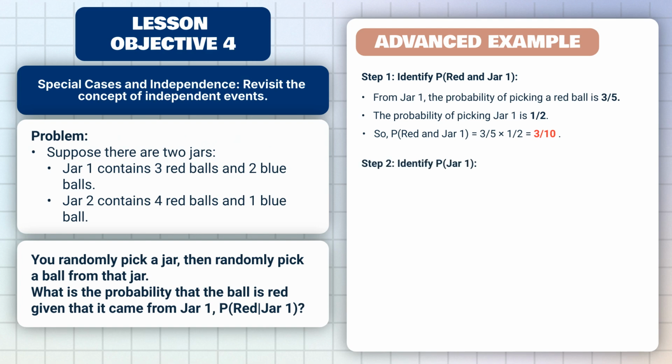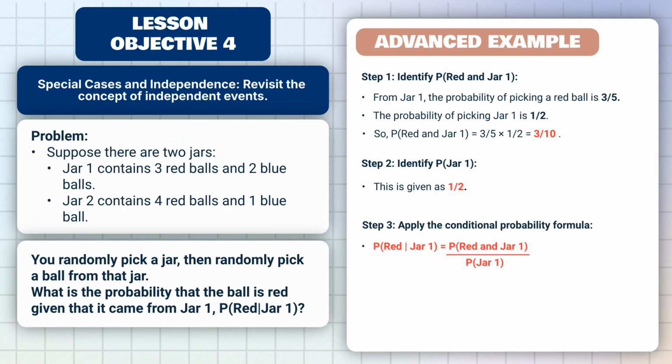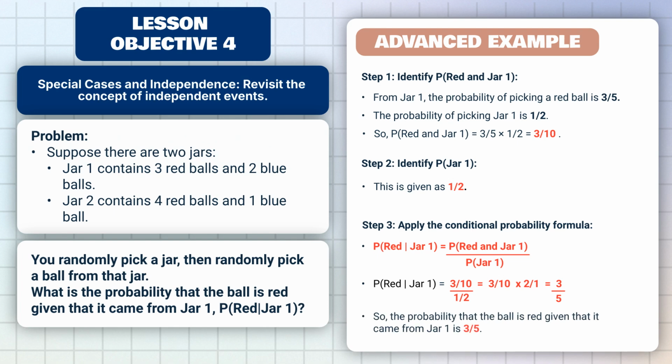Step 2. Identify the probability of jar 1. Since there are 2 jars to choose from, the probability of choosing jar 1 is a half. Step 3. Apply the conditional probability formula. The probability of red given jar 1 equals the probability of red in jar 1 divided by the probability of jar 1. This equals 3 over 10 divided by a half, which we can rearrange to 3 over 10 multiplied by 2 over 1, which equals 3 over 5. So the probability that the ball is red, given that it came from jar 1, is 3/5.